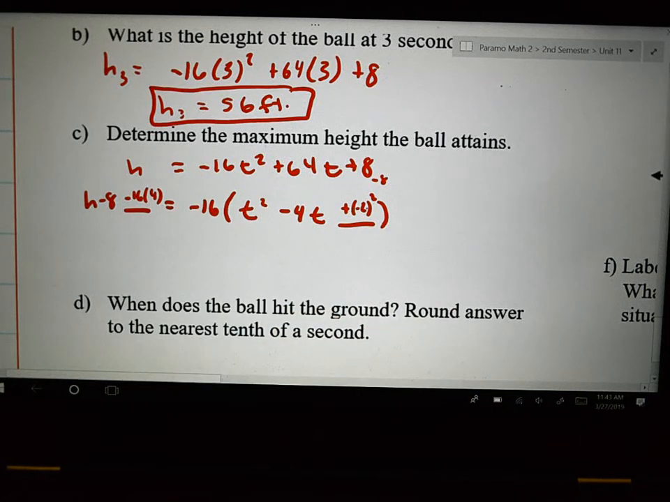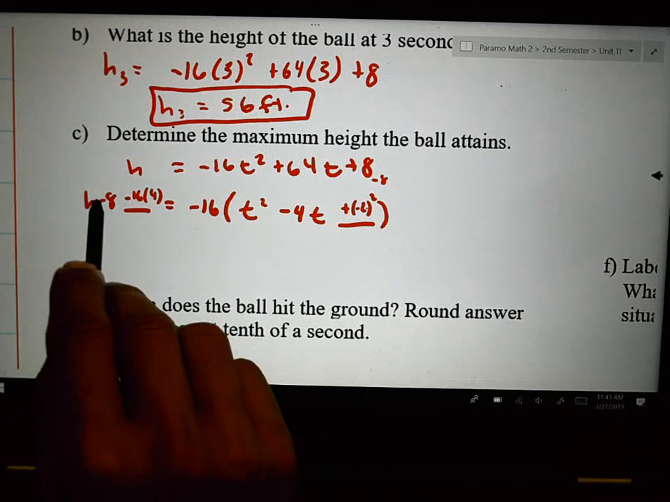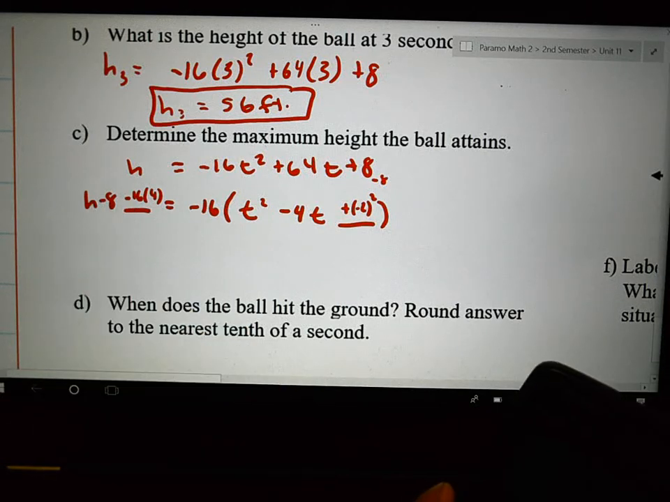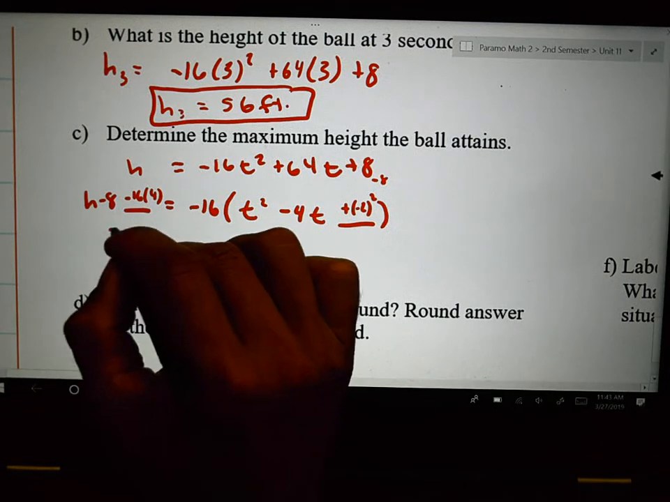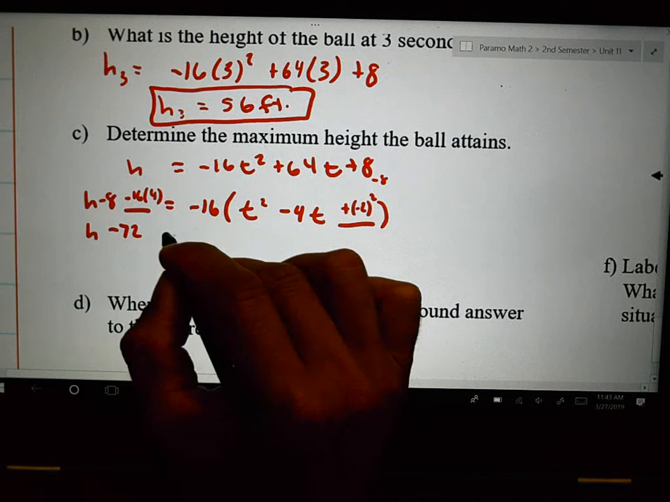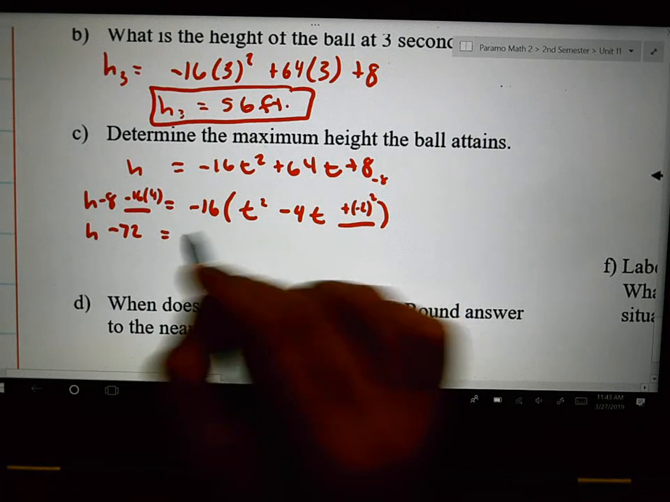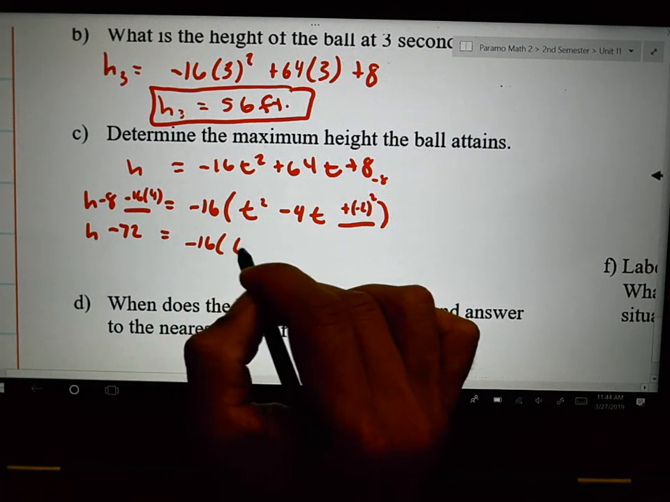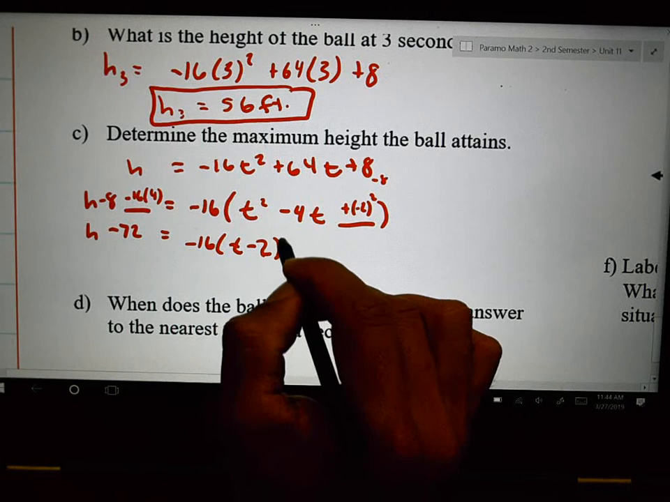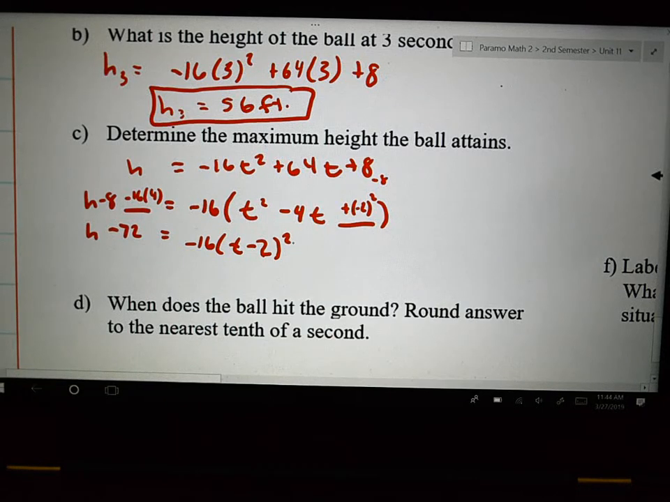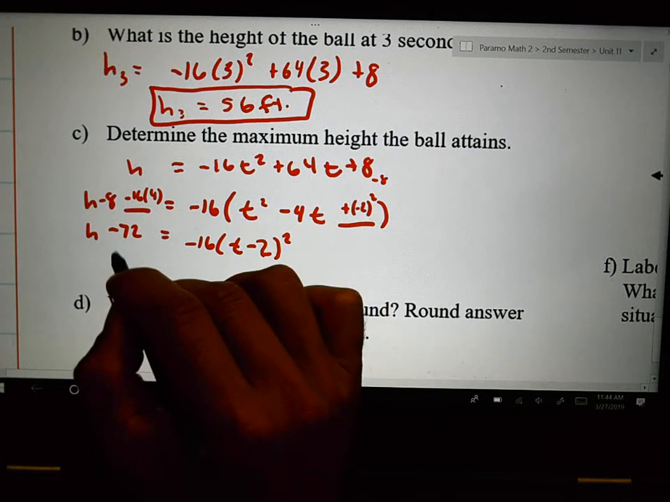So I'm going to work this out. Negative 8 minus 16 times 4. Negative 8 minus 16 times 4 is negative 72. Over here, this side factors perfectly. It's pretty much in vertex form. All I got to do is move the 72.